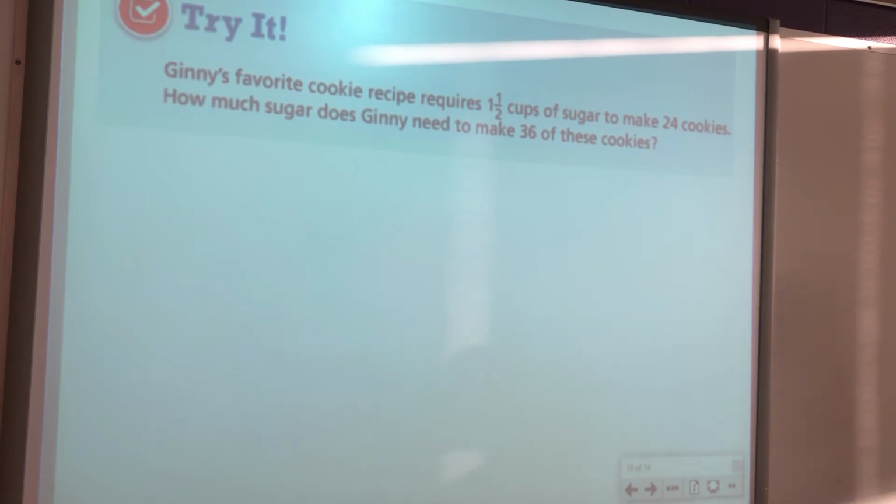Are we doubling the recipe? No. You're dividing it in half. So, what do you want to do? Find the unit rate. Okay, we could find a unit rate.